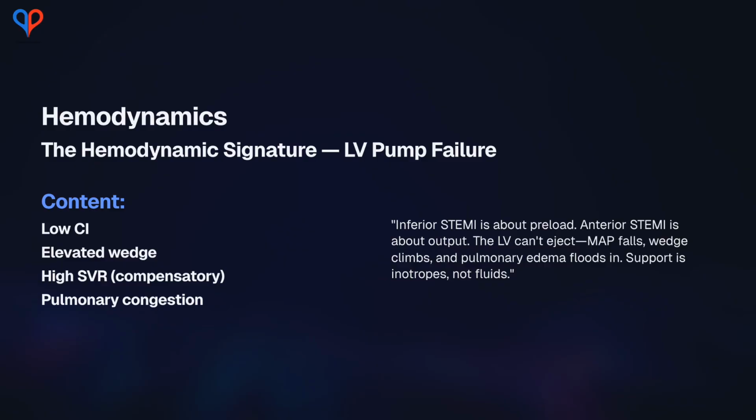Hemodynamically, anterior STEMI is dominated by loss of left ventricular systolic function. The injured anterior wall and septum become akinetic or dyskinetic, which reduces stroke volume and cardiac output. The body responds with sympathetic activation and vasoconstriction, so systemic vascular resistance rises in an attempt to maintain blood pressure. However, as contractility falls further, mean arterial pressure declines, end organ perfusion drops, and cardiogenic shock can develop.